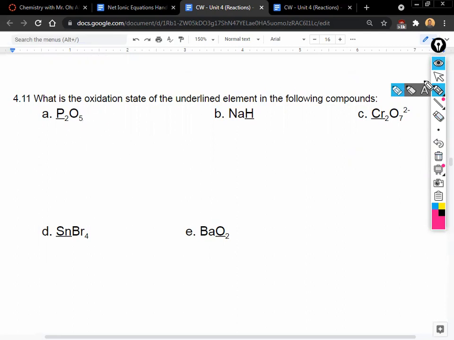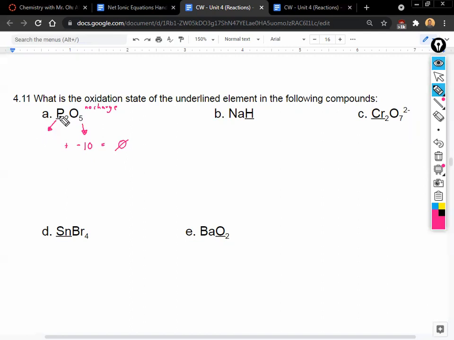So here it's asking us to find the oxidation state of the underlined element. So we're trying to find the oxidation state for phosphorus here. Now, if you notice, lucky for us, we have a bunch of oxygens. Oxygen's really easy. So if there's 5 oxygens, what's the oxidation state of all the oxygens combined? -10, right? Because it's 5 of them, and they're all -2 each. So -10. If you notice, P2O5 has no charge. If it's no charge, everything has to equal 0 at the end when you put them together. So what does the oxidation number of phosphorus have to be in order to get to 0?